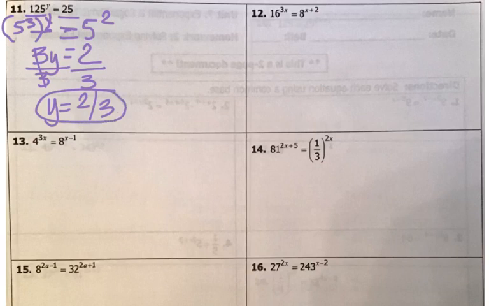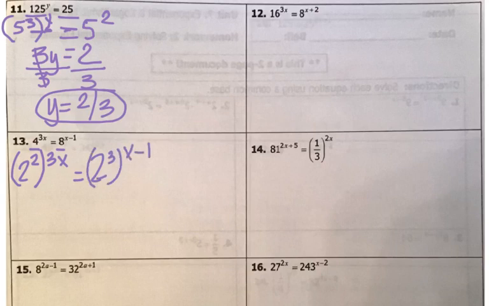Okay, for 13, we are going to approach it the same way. So, with 4 and 8, can you think of a number that would be a common base that can use exponents to get to 4 and 8? 2. So 2 squared would give you 4. And we would raise it to that 3x power. And then 2 to the third would give you 8, right? And it would raise to the x minus 1 power.